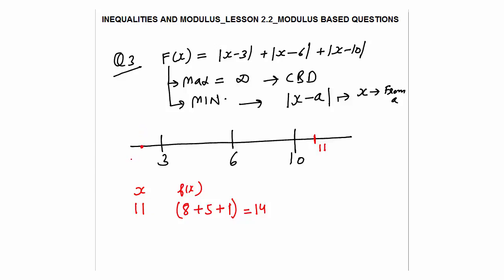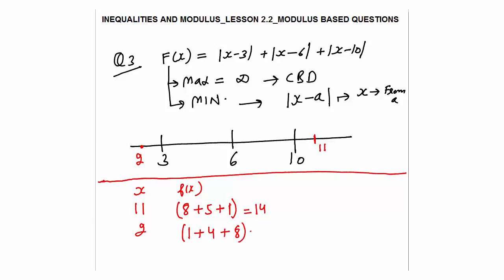If you take a point outside, it will also give a large value of f(x). Let's say I am taking 2. If you take x equals 2, I am just making a line here so that it will be differentiated. The distance of 2 from 3 is 1, distance of 2 from 6 is 4, distance of 2 from 10 is 8. So again the value is 13, a large value. Now by common sense, your point must be inside, between 3 and 10.